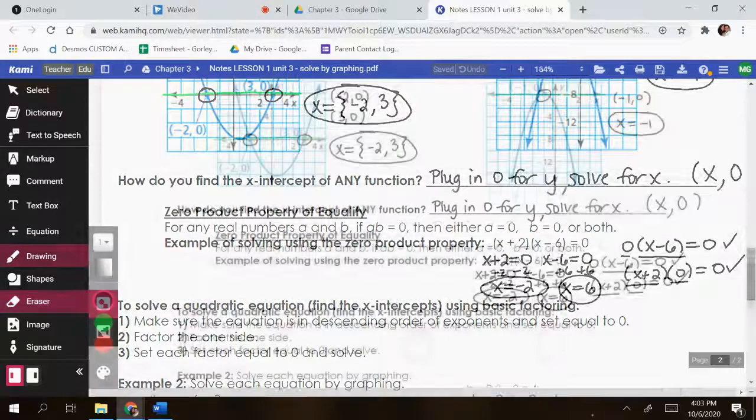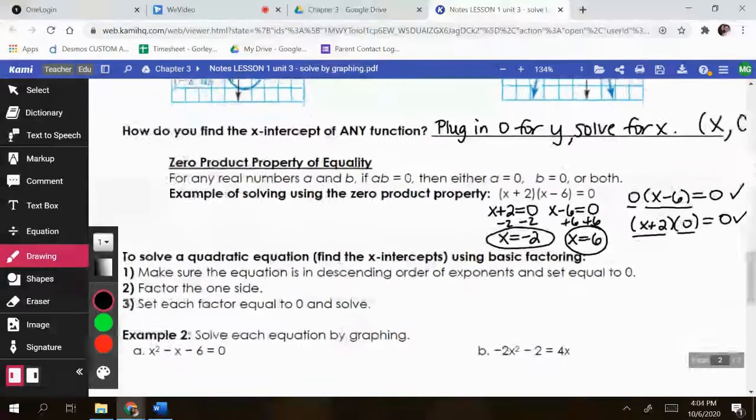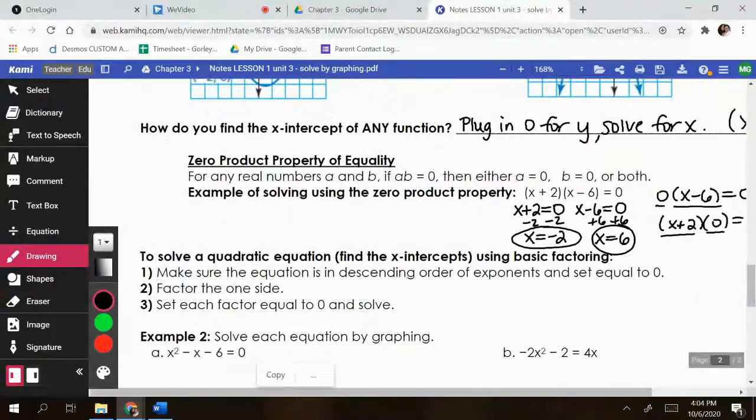All right. Okay, so with that in mind, it says to solve a quadratic equation or to find the x-intercept using basic factoring, we have to complete these 3 steps. First, make sure the equation is in descending order and set equal to 0. We're going to factor one side and then set each factor equal to 0 and solve.